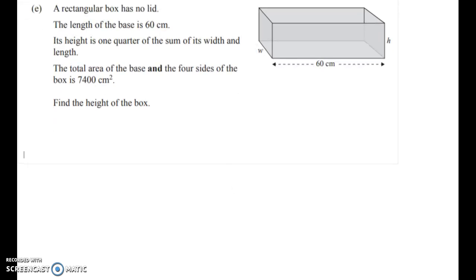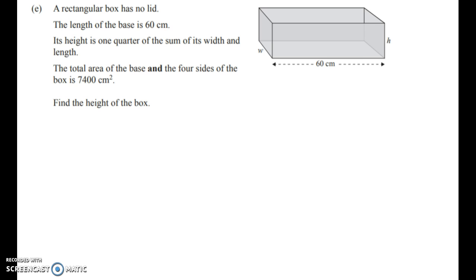It's a rectangular box that has no lid, and we're given some information, and as soon as you see a question like this in level 2, you should be thinking, I reckon this is going to turn into a quadratic equation, and it is. So when we get down to the quadratic, you could solve it using factorization or the quadratic formula, but I'm going to do it using completing the square, just to give you even more practice at that technique, because I know how much you will love it.